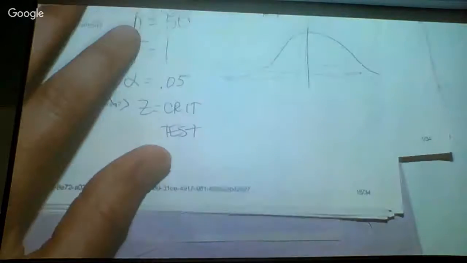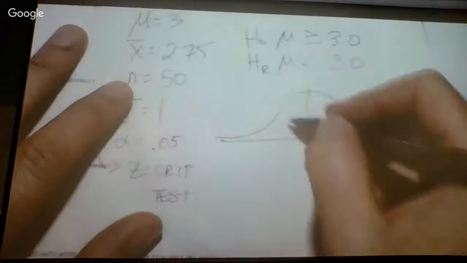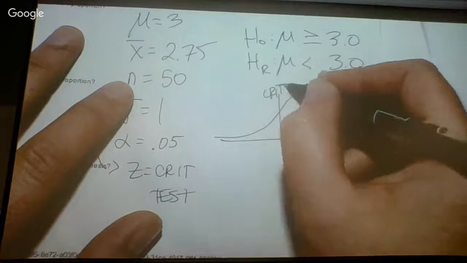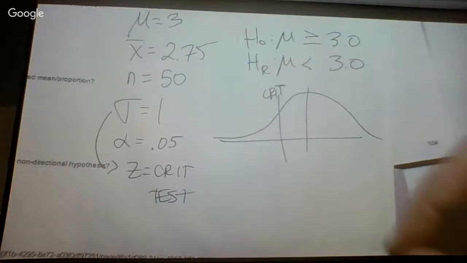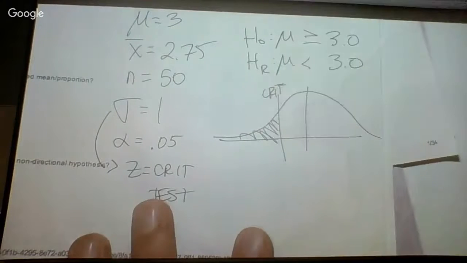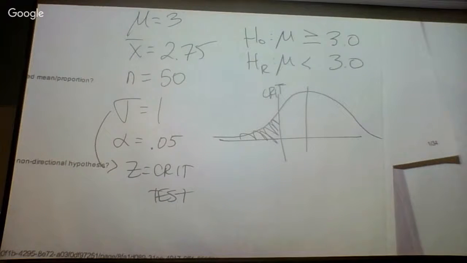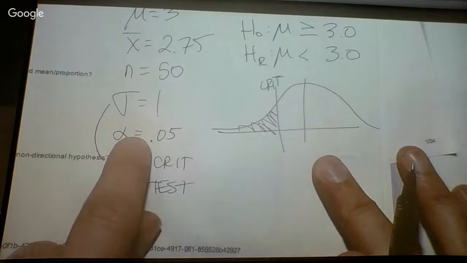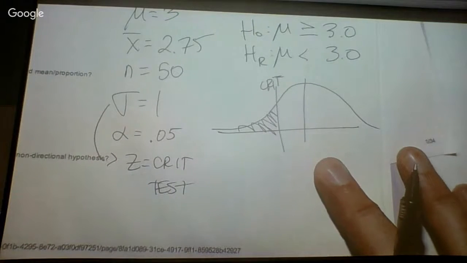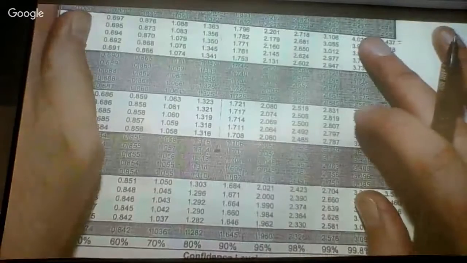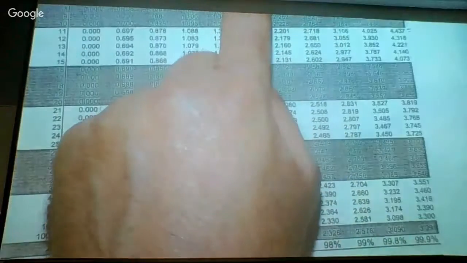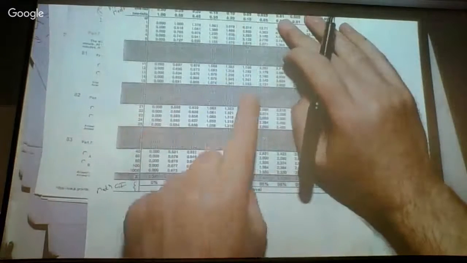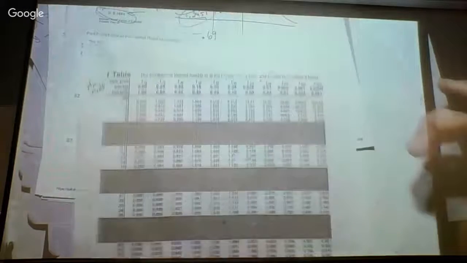That's a horrible looking normal distribution, except for this side. This is the side that counts. Critical value is on the left-hand side, it's on the less than side. It's a one-tail hypothesis because this is directional. Alpha is 0.05 and we need Z. I need one tail, alpha is 0.05. Give me a Z. 1.645.